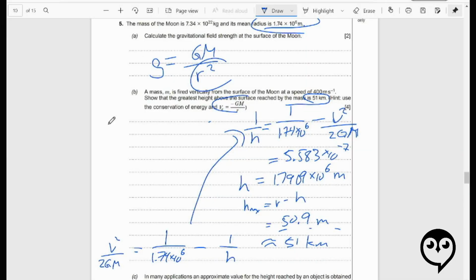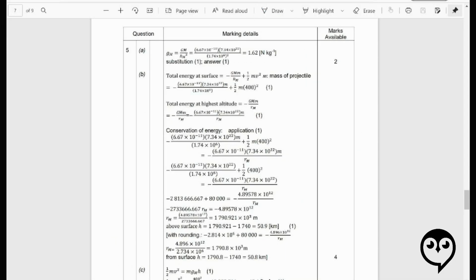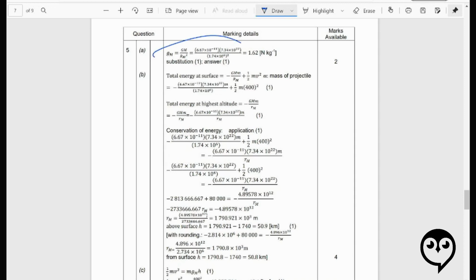Okay? Let's take a look at the mark scheme and see how they've gone about it. Up above you've subbed in those bits and you get the gravitational field strength for the moon. We've equated total energy at the surface. They've done a before, they've done an after. Then they're equating them. I've done that from the start, haven't I? You do some rearranging. Now they've actually done it separately. They've plugged in the numbers, and then you rearrange and you get your R. Okay.